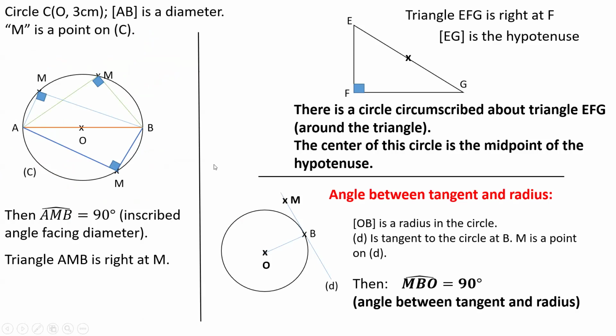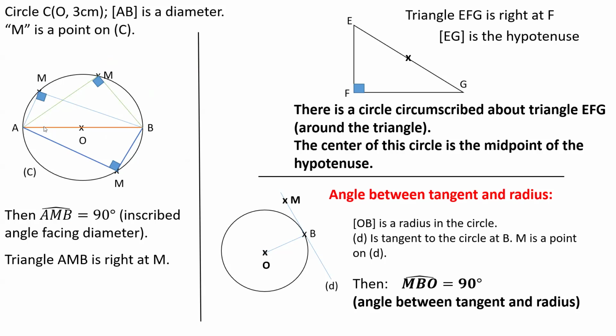Now, we have this slide, which is very, very important. In the first example, I have a circle. This is a circle C(O, 3 cm). What does this writing mean? O is the center of the circle, and 3 centimeters is the measure of the radius. So to draw this circle, I open my compass 3 centimeters and draw it. After I draw it, I directly say O is the center of the circle.